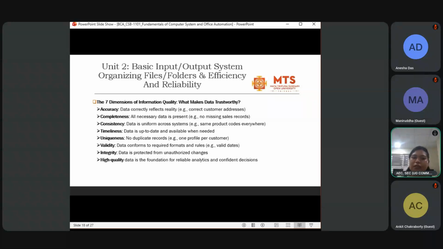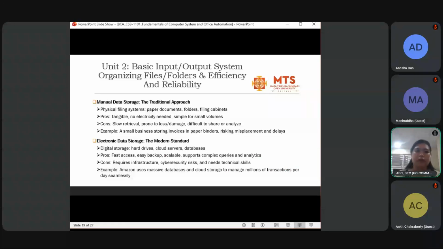Integrity: data is protected from unauthorized changes. Like you cannot change this. Only an administrative person can change your ID if there is any error or mistake in the ID record. So high quality data is the foundation for reliable analytics and confident decisions.